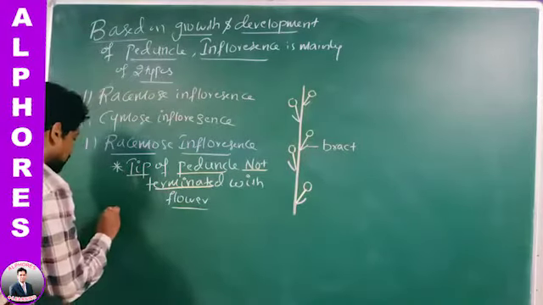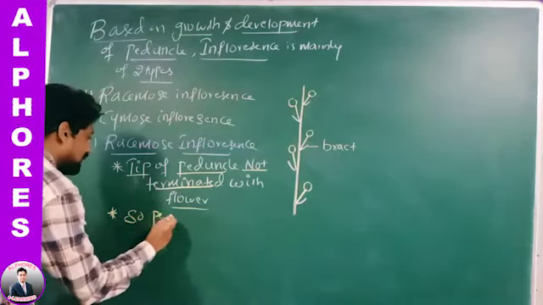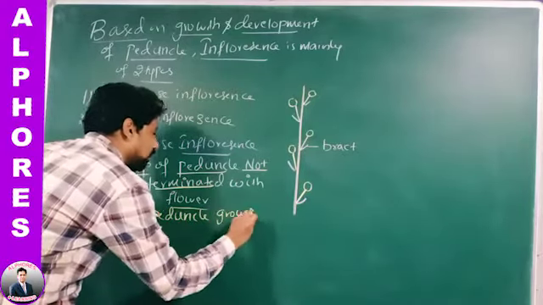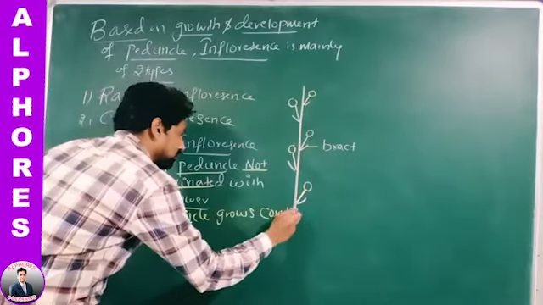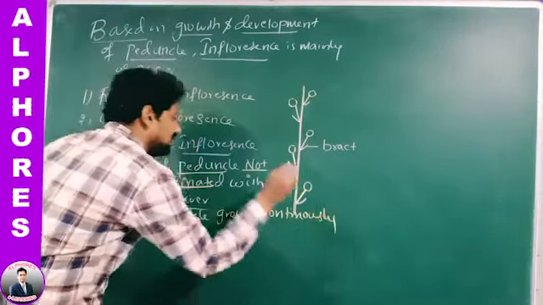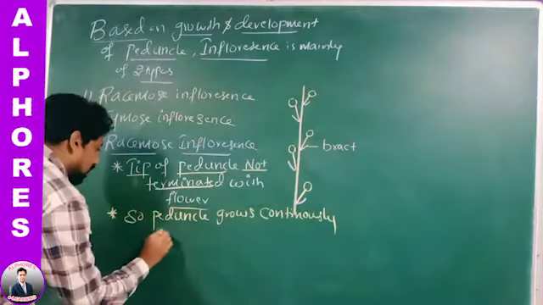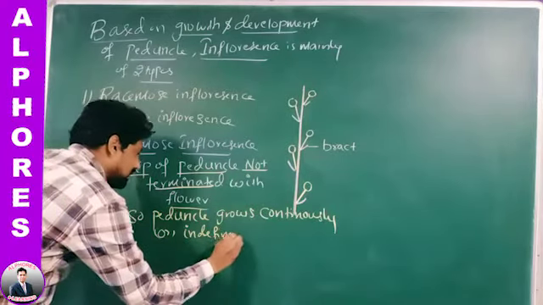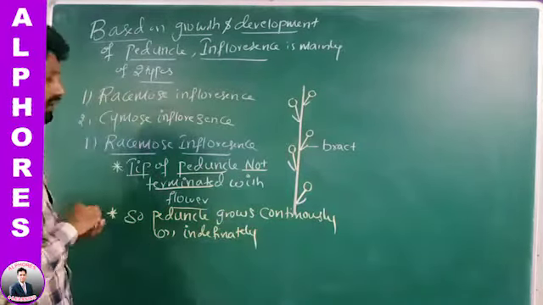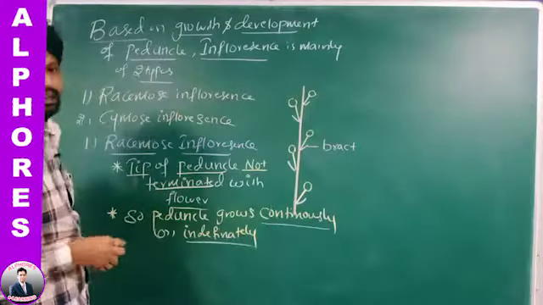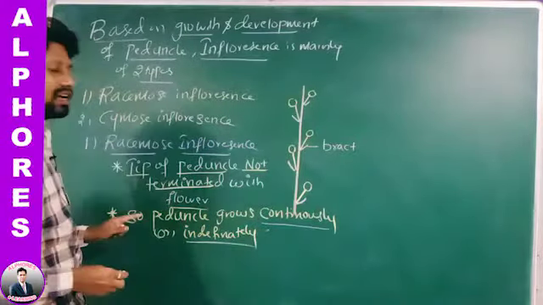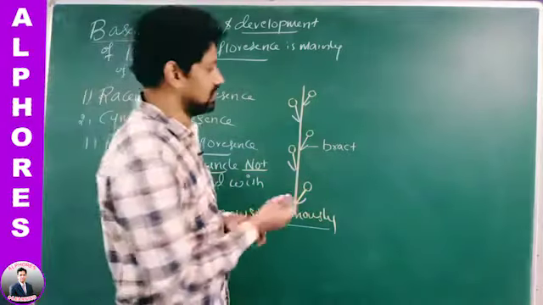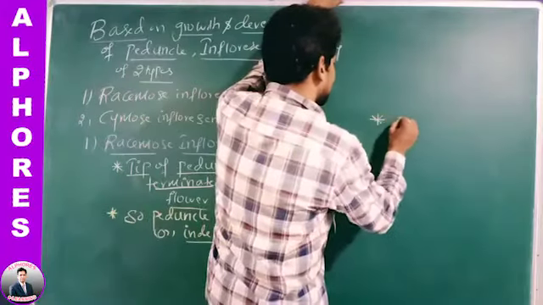Okay, right? So, what happens? So, peduncle grows how? Continuously or indefinitely. Who is growing continuously or indefinitely? Peduncle. So, racemose inflorescence is also called which inflorescence, sir? Indefinite inflorescence. Okay, right?